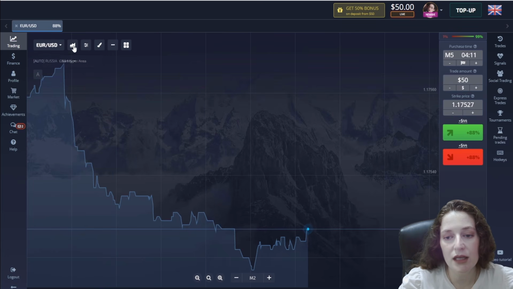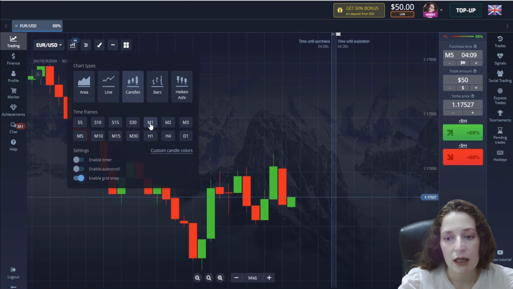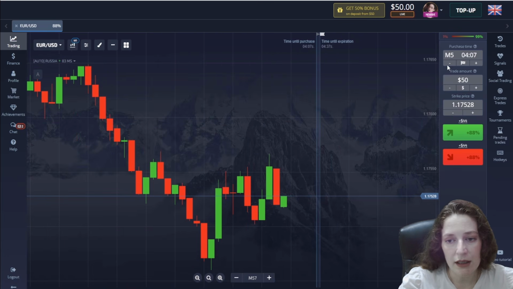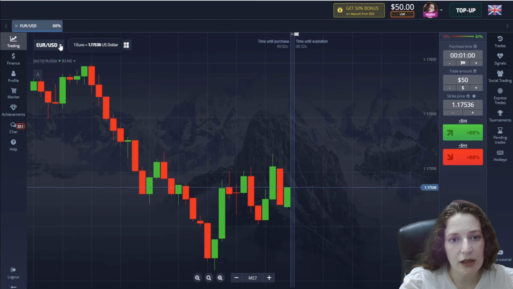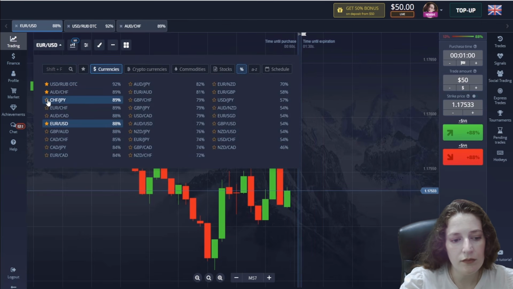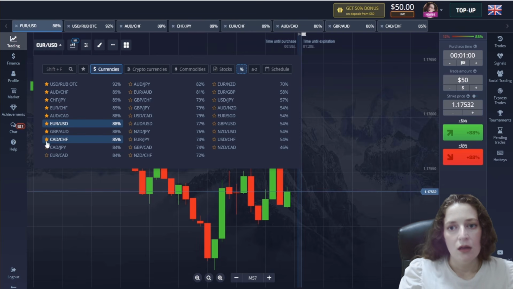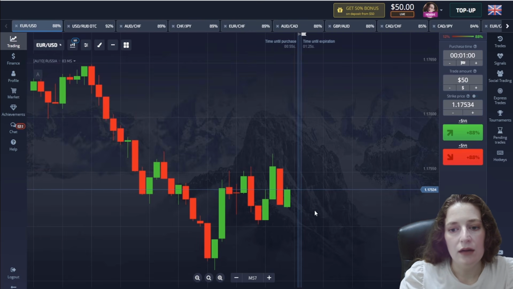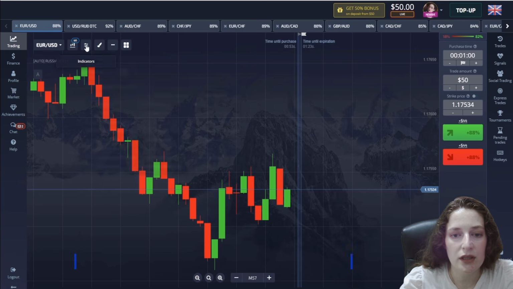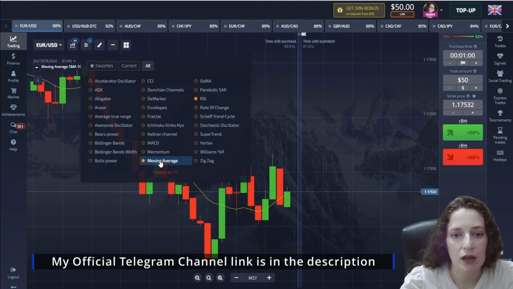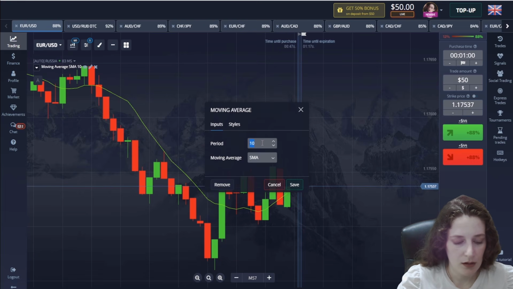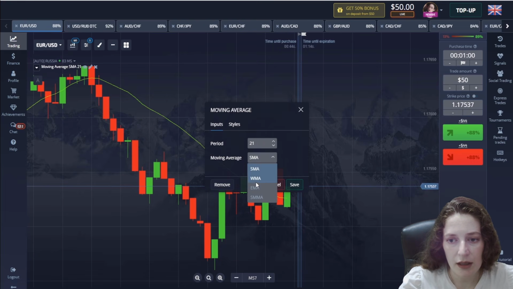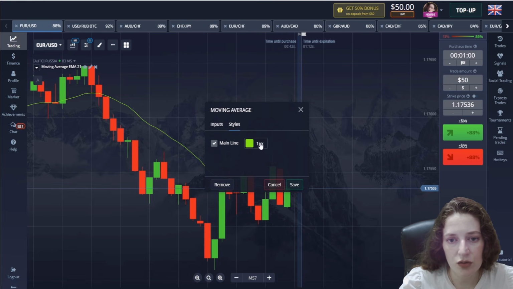In the first place I set the candles for 1 minute and also trade on 1 minute. I also choose the best interest rate currency pairs. Here they are. First I set the moving average period to 21. Below the EMA I set the color green and thicken it, and that's all.